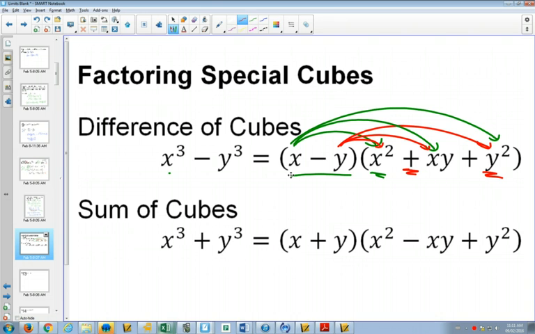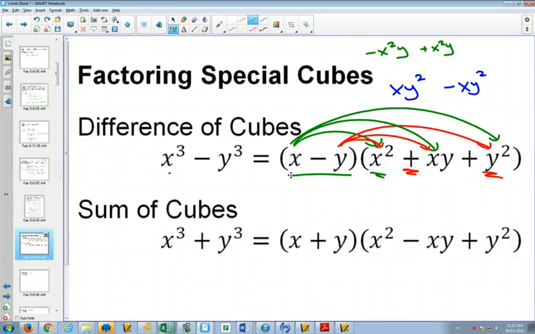So notice that when I multiply, for example, the x times the y squared, can you see that I'm going to get an xy squared? So when I multiply the negative y times the xy, I get a negative xy squared. And those would cancel out. Similarly, if you look at what happens when you multiply the negative y times the x squared, you get negative x squared y. But when I multiply the x times the xy, I get a positive x squared y.